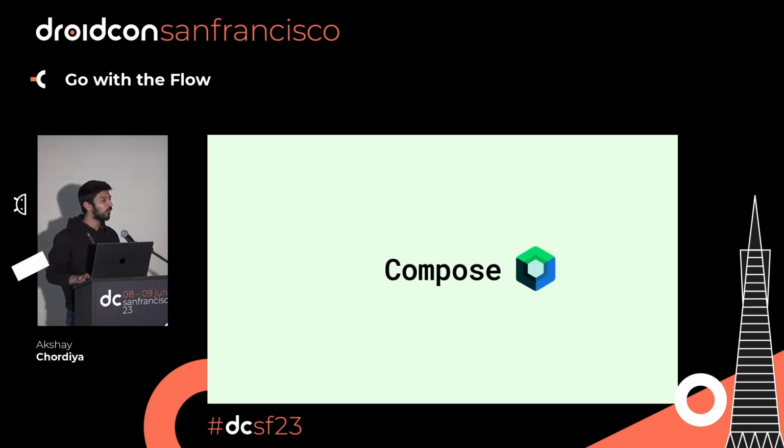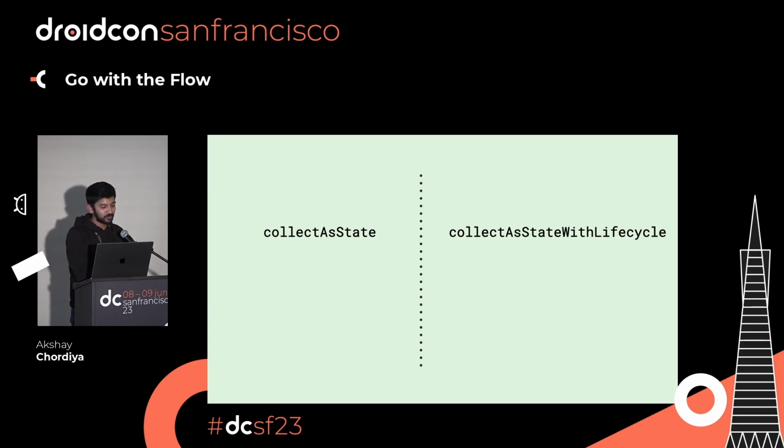And yeah, no talk these days is complete without talking about Compose, right? So luckily there's only one thing to talk about Compose here. There are two key extension functions to consume flows on Compose. First one is collectAsState, and the other is a new one recently, collectAsStateWithLifecycle. You can definitely use both of them.